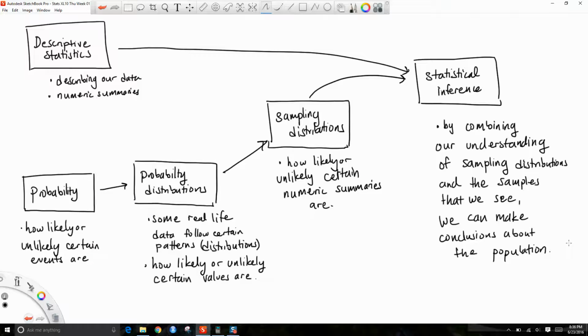Okay, and so I know a lot of this, what a sampling distribution is and all of those things, might be unfamiliar terms at this point, but we will get into them, and I hope this will all make sense. The idea that we are trying to accomplish in statistics is, by just looking at a sample of data, we want to make conclusions about the population. So how can we do that? It's going to take an understanding of those samples and describing our samples with numeric summaries, and an understanding of sampling distributions, which depend on probability and probability distributions first.